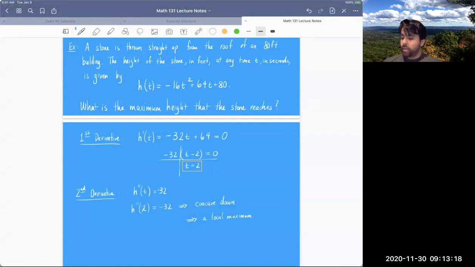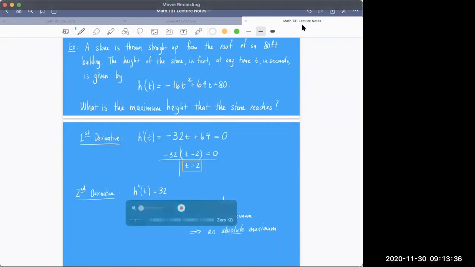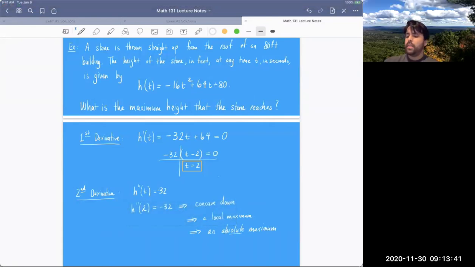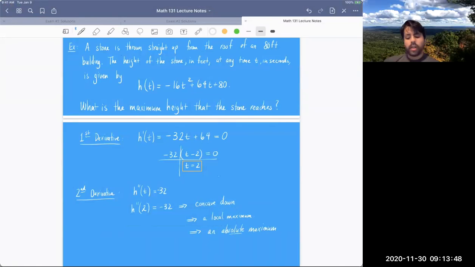Why is that though? How do we determine whether something's an absolute max? We compare it with the endpoints, but we don't have any endpoints, huh? So how does that make this any different? So now we'll see how this gets a little more complicated because they don't give us the endpoints. So how can we be so sure?